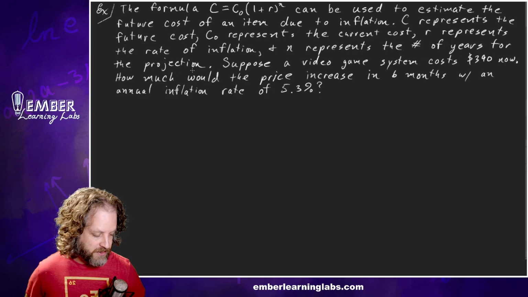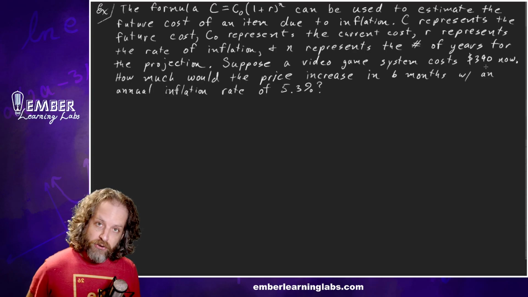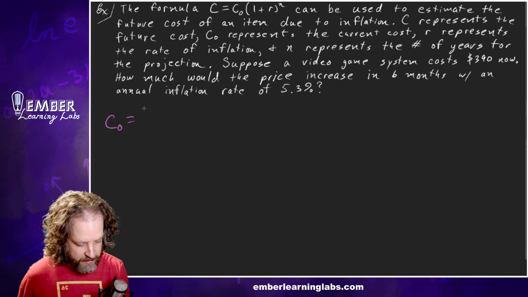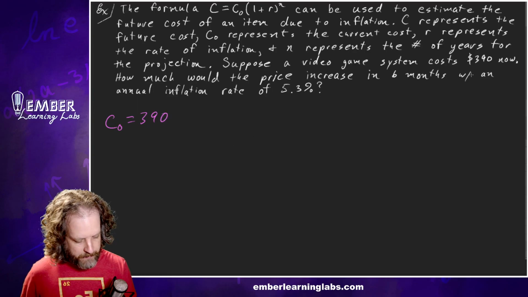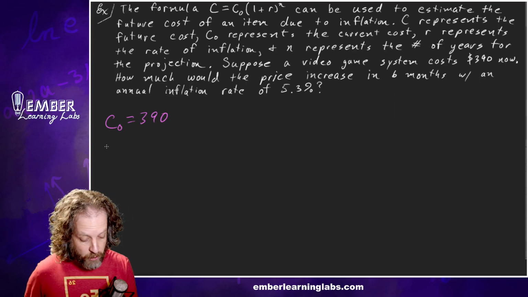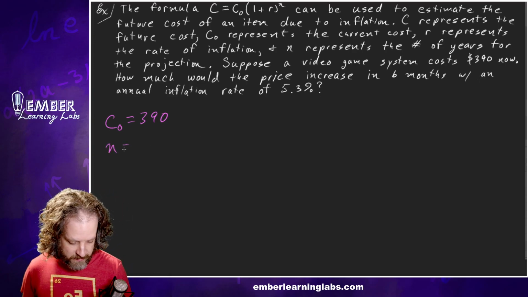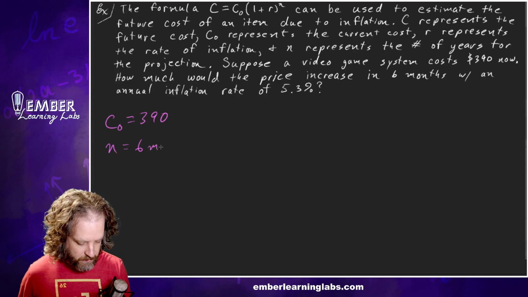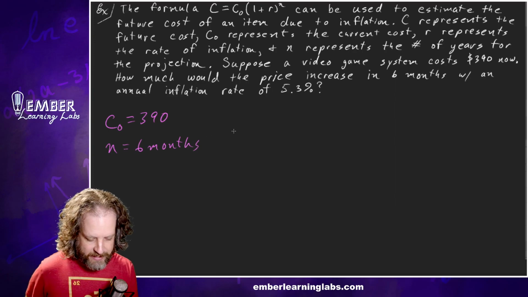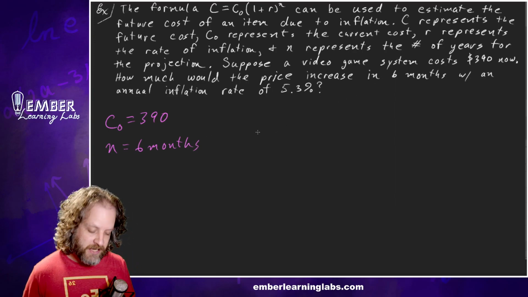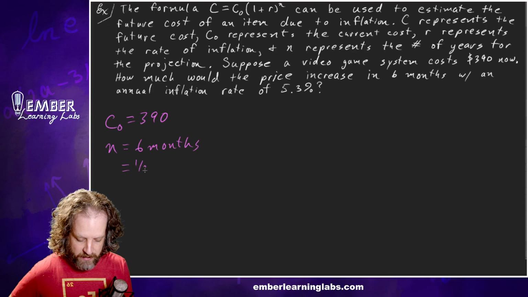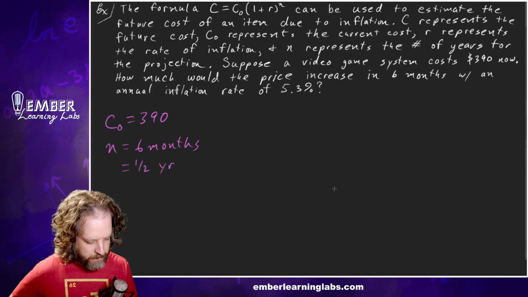Suppose a video game system costs $390 now, so that'd be the initial cost. So that means that C naught is $390, right? How much would the price increase in 6 months? So N equals 6 months. I'm going to write that with units, months, because it says in our formula that N is the number of years. So how much is 6 months in a year? If we convert that to years, that would be half a year.